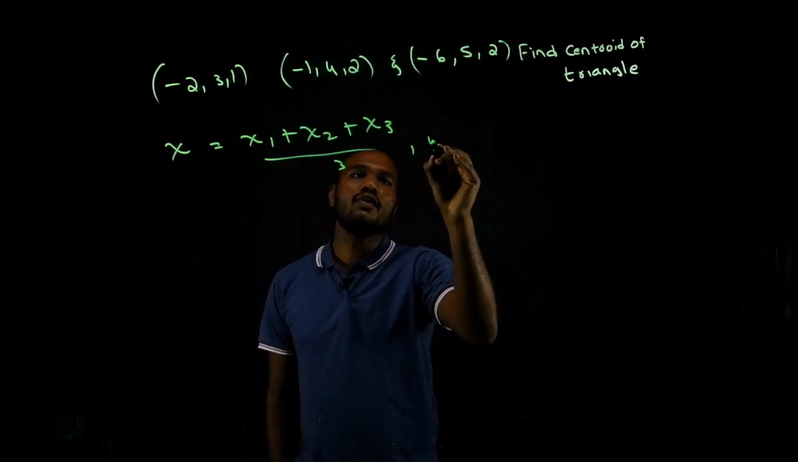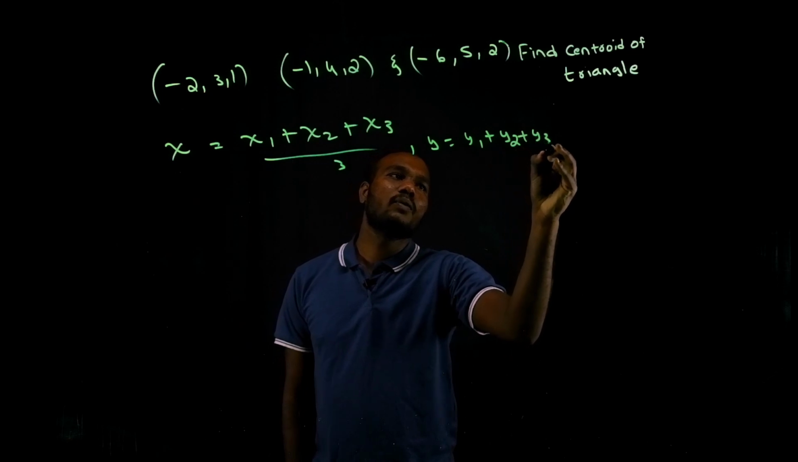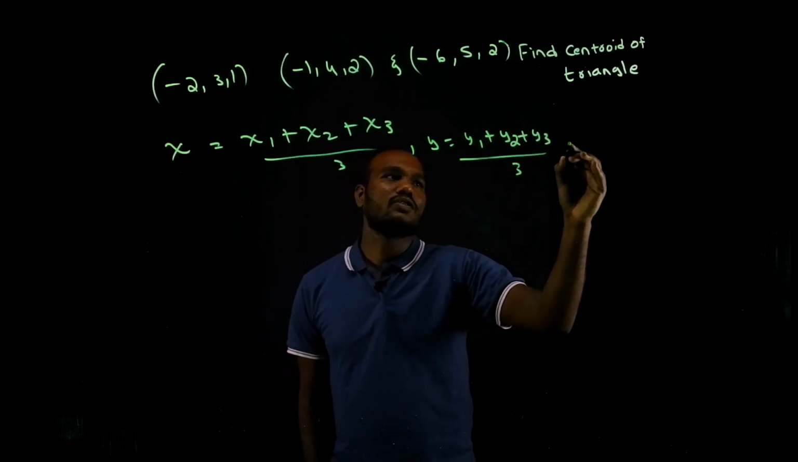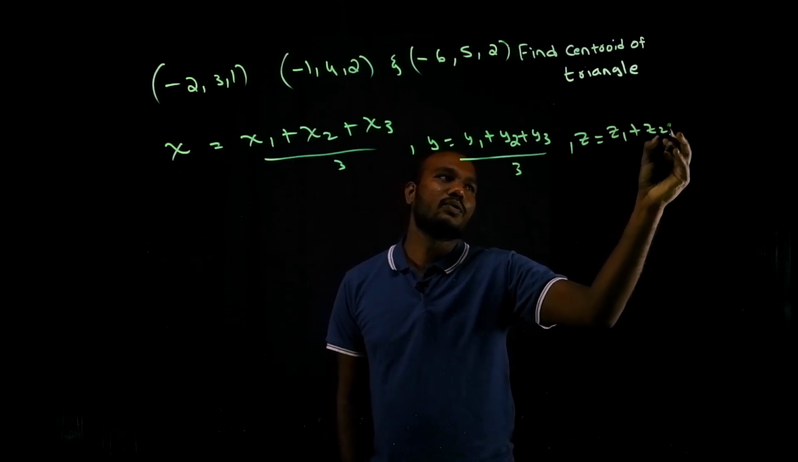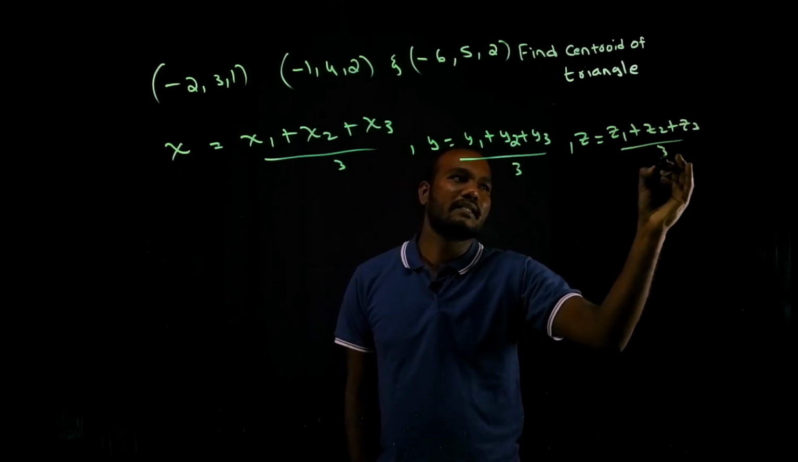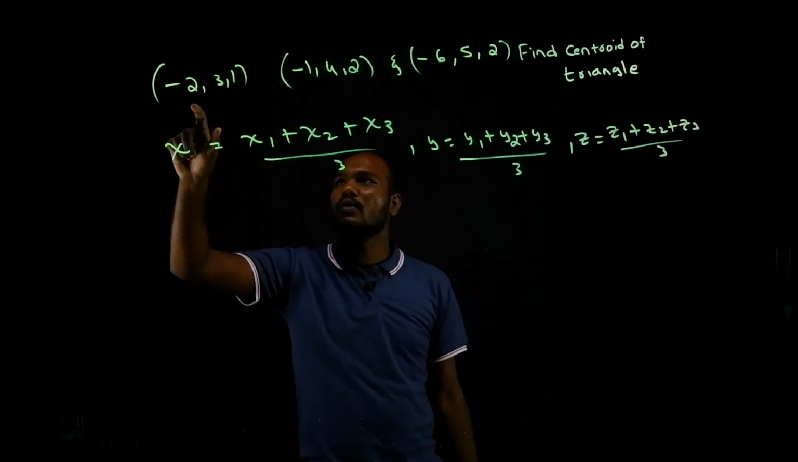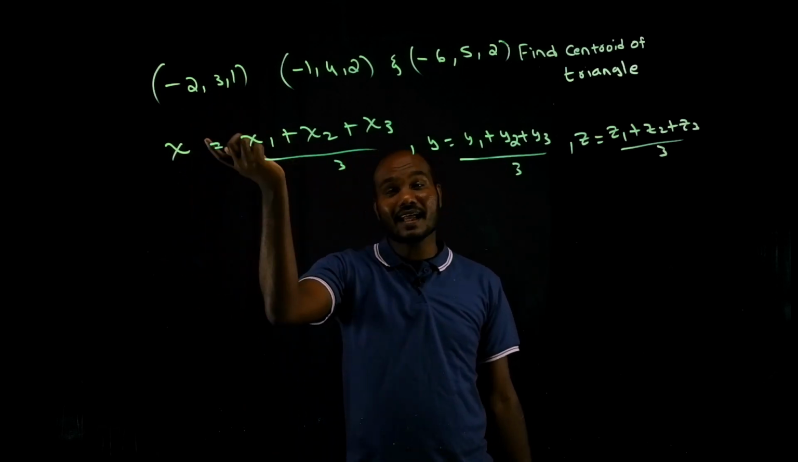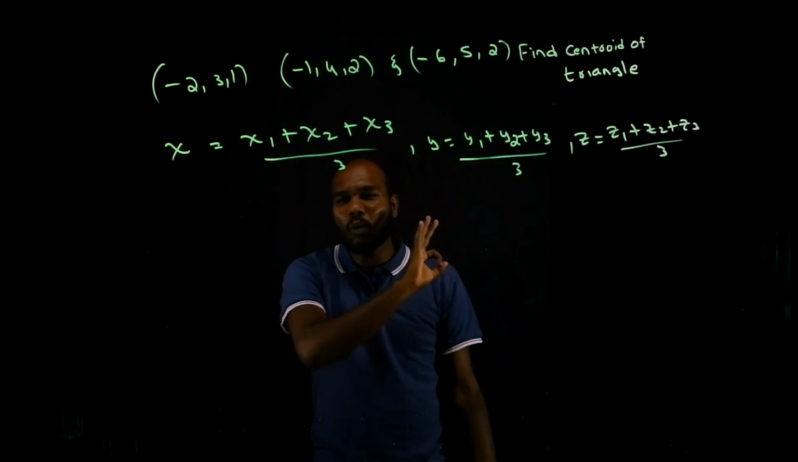The same way, if you want to find the value of y, how is that? y1 plus y2 plus y3 divided by 3. And also for z, how to find z? z will be z1 plus z2 plus z3 divided by 3. Why have I taken z? See here, in the last examples, we saw only two coordinates, x and y. But there is another coordinate given here, right? So x, y and z, we have to consider all three.